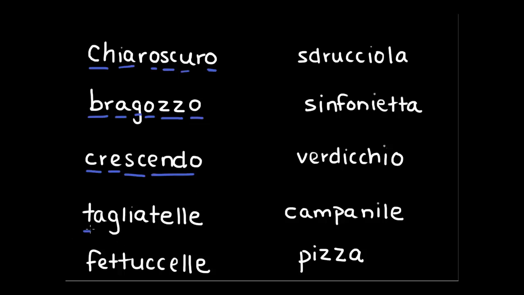Okay, word number 4, tagliatelle. T is normal, starts off with a T. Again, we have an A sound, A with two dots, and that's going to be an A. It could be an O sometimes, but mostly it's going to be an A. So ta. Then we have our lia sound.